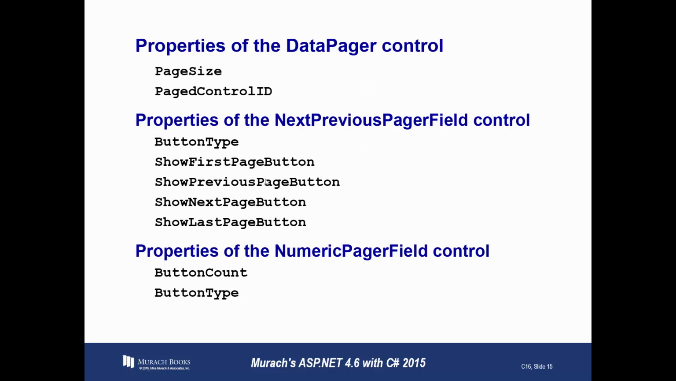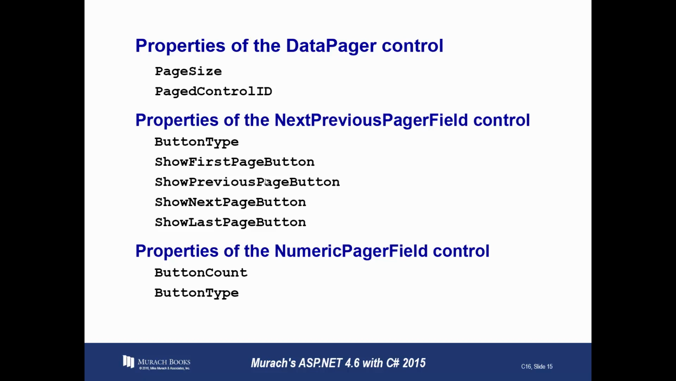As far as the properties of the data pager control, and this is pages 580 and 581 in the book, we've got page size, which specifies the number of items to be displayed on each page with a default of 10. We've seen that before. We've got the paged control ID, which is the ID of the list view control that the data pager control provides paging for. You only use that if the data pager control is placed outside of the list view control.